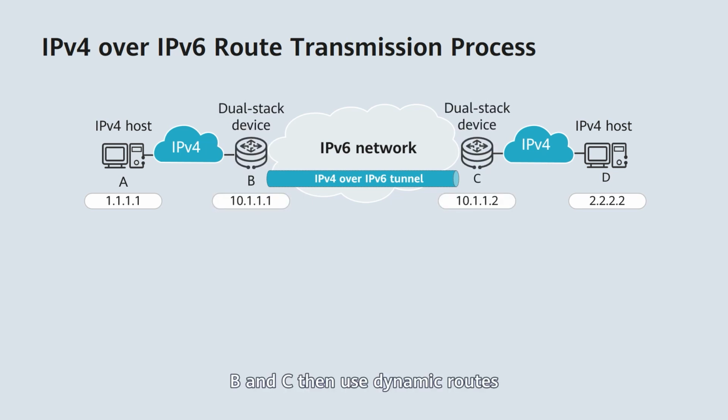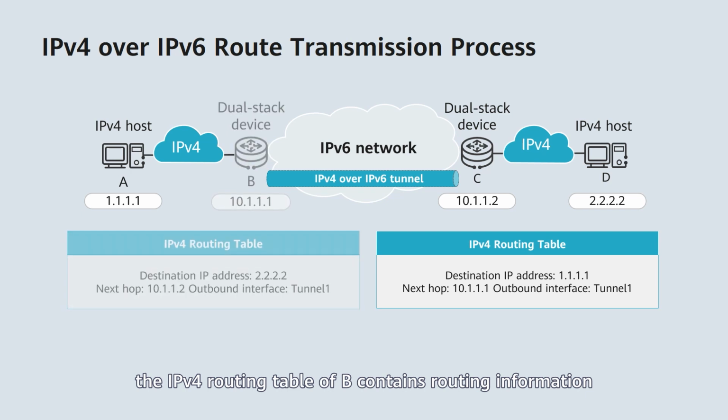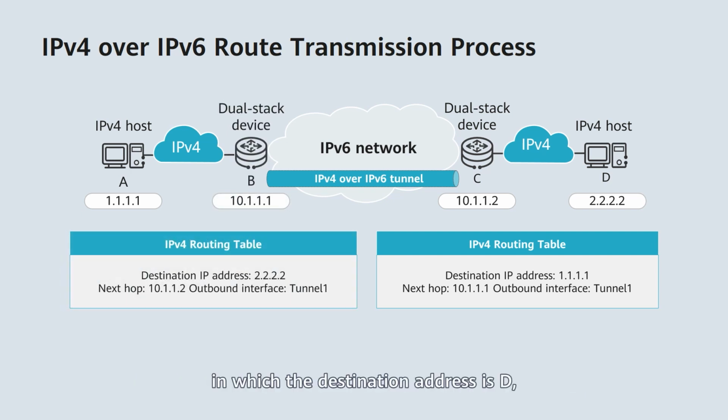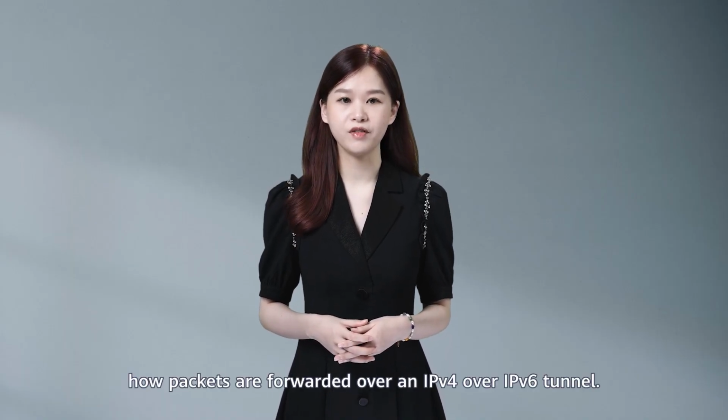B and C then use dynamic routes to advertise routing information and both establish IPv4 and IPv6 routing tables. Taking OSPF as an example, the IPv4 routing table of B contains routing information in which the destination address is D, the next hop address is the tunnel interface address of C, and the next hop should be the peer tunnel interface. Next, let's look at how packets are forwarded over an IPv4 over IPv6 tunnel.